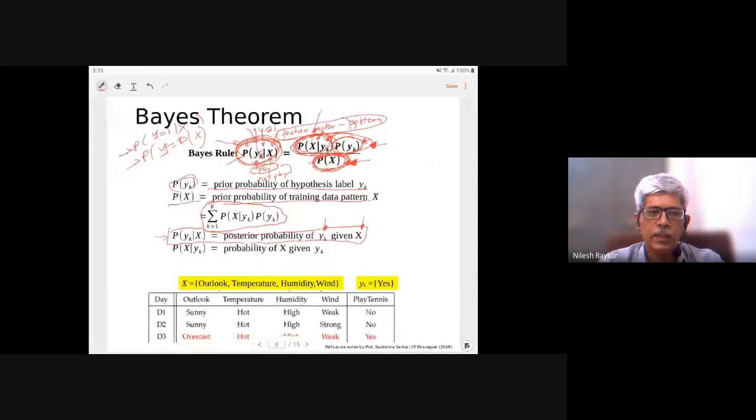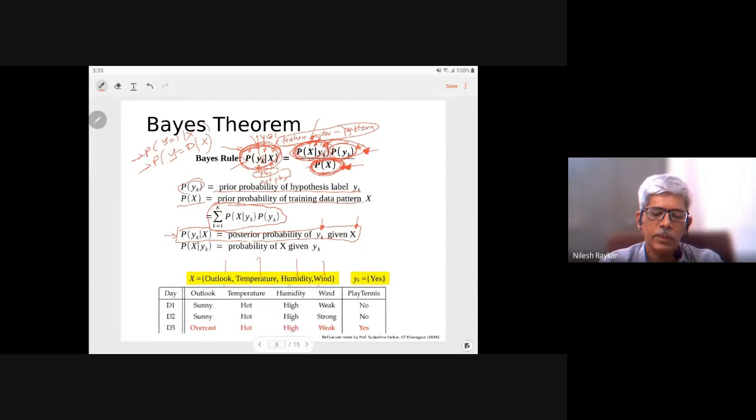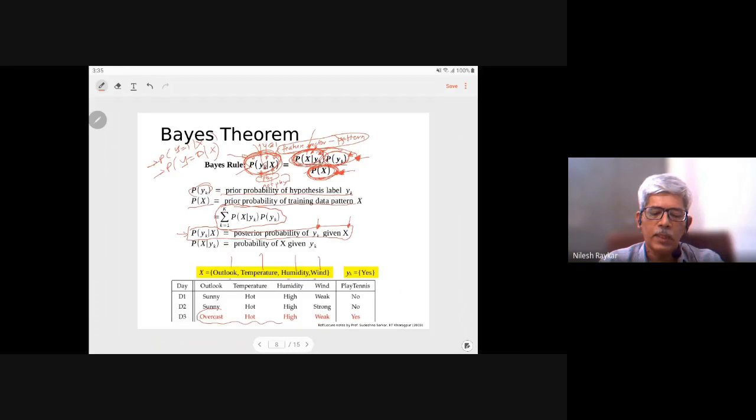So I already have been talking in terms of the example. Here, for example, the x vector could be any combination of outlook, temperature, humidity, and wind. Given that particular combination, for example, the combination may be overcast, high, hot. This is already in the data set, and the data set says that the probability is yes, but you may have the same pattern in the data set where the probability is no. So you have to first calculate for a given pattern how many times the pattern exists for a given yk.